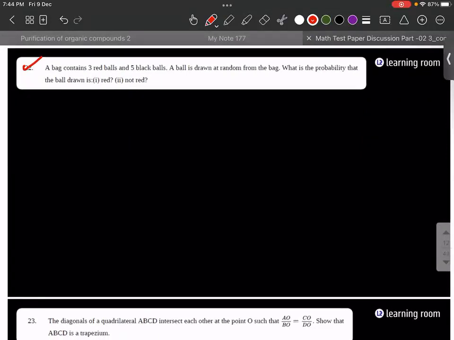A bag contains 3 red balls and 5 black balls. A ball is drawn at random from the bag. What is the probability that the ball drawn is red? 3 by 8. Not red, obviously, 5 by 8.